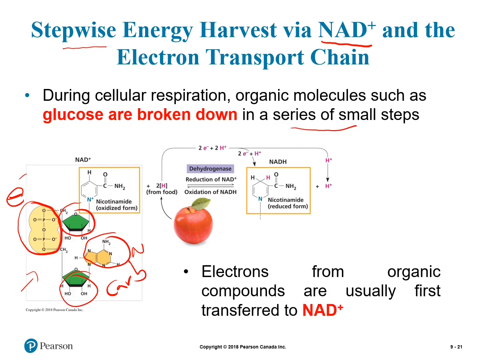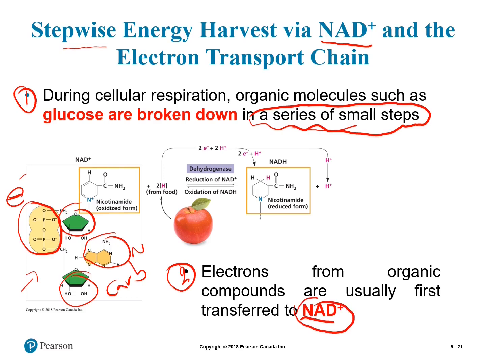So electrons from organic compounds are usually first transferred to this NAD plus. So this is important. Remember two things that I said in this slide: during cellular respiration, organic molecules such as glucose are broken down in a small series of steps. To produce those steps, you need this molecule called NAD plus in cellular respiration, because it allows the transfer of the electrons.